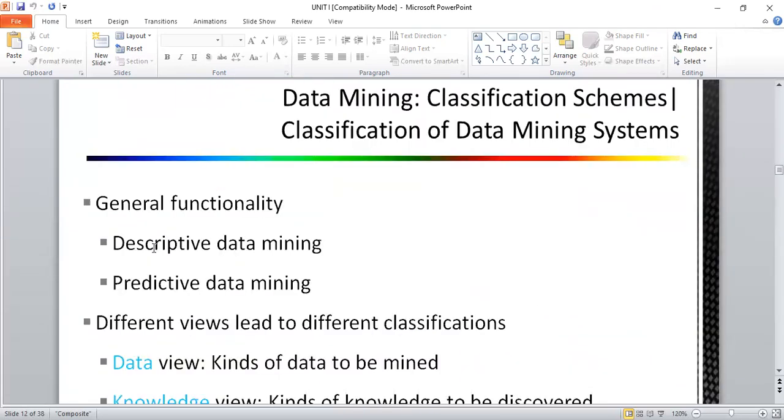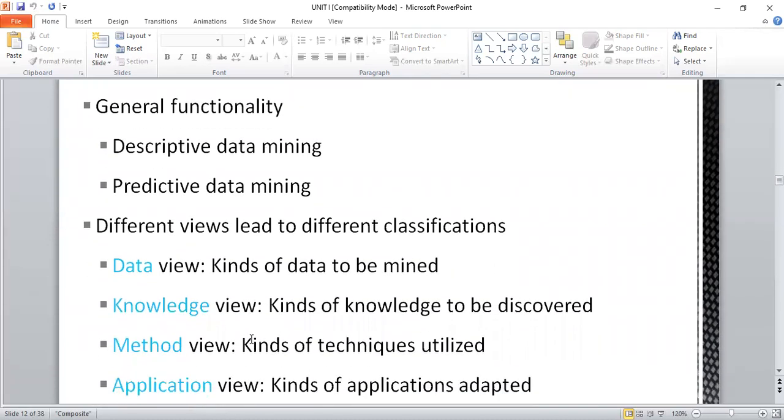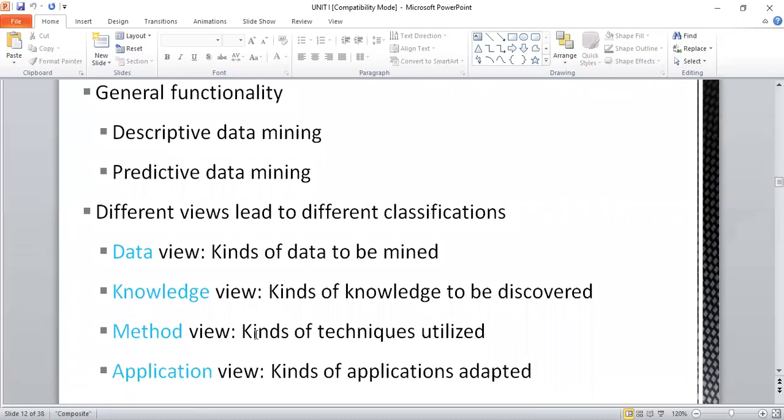Moving further, we have to discuss our next topic, that is classification of data mining systems, or you can say classification schemes. There are two ways that we do it. The first one is general functionality, under which we divide data mining in two ways: descriptive data mining and predictive data mining. Then there are different views which lead to different classifications of data mining, which we are going to cover one by one.